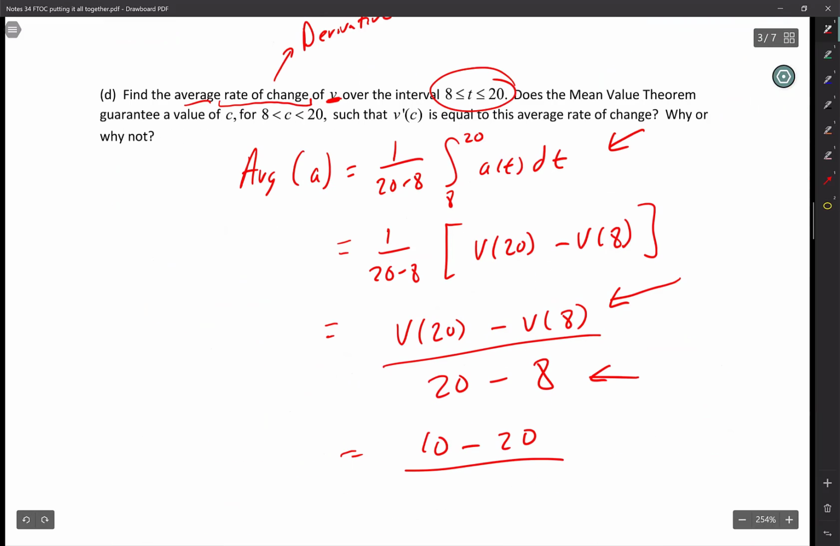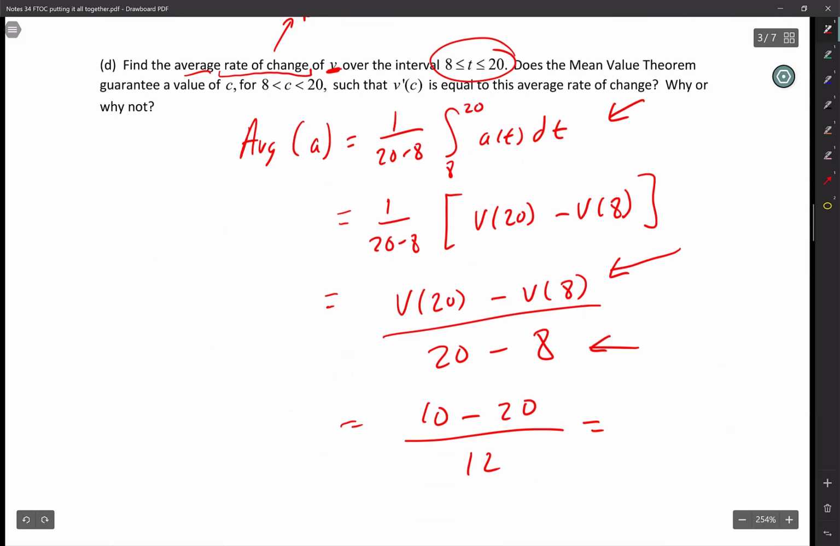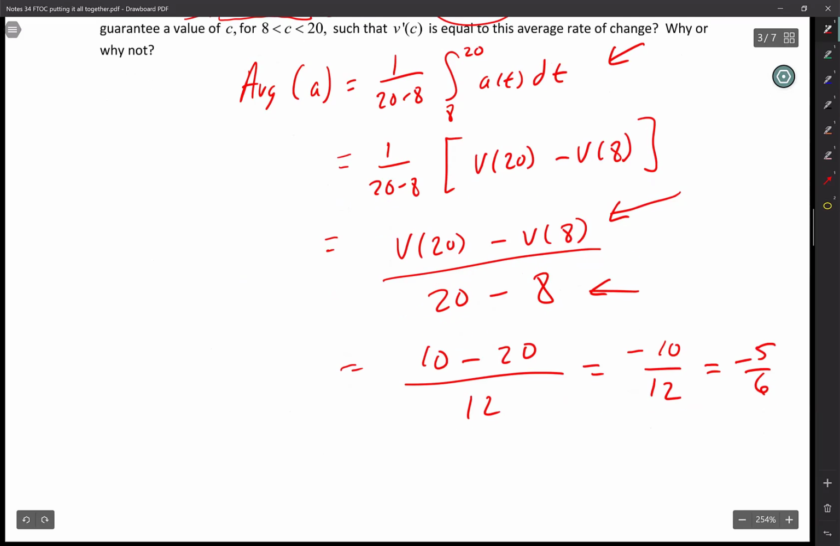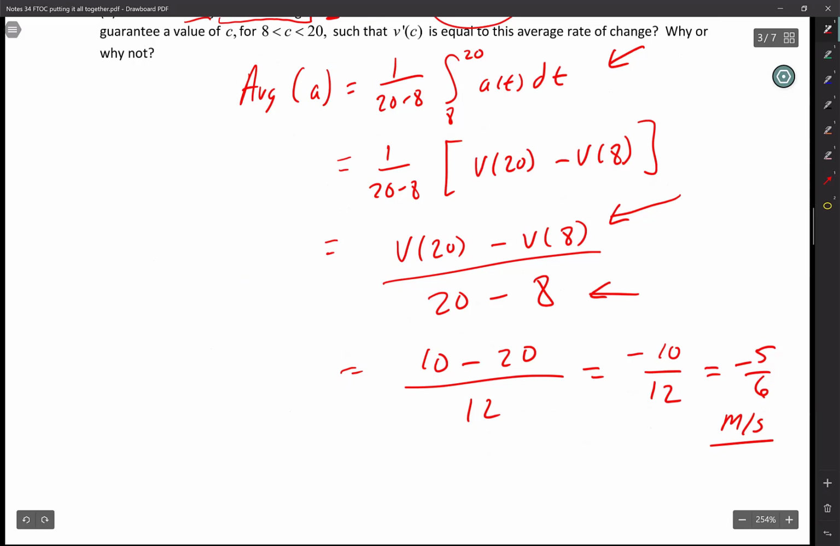And then 20 minus 8, that's 12. So this is a negative 10 over 12, which reduces to a negative 5/6. And I need units: meters per second per second. And we still haven't answered the question. Are we okay so far, guys?